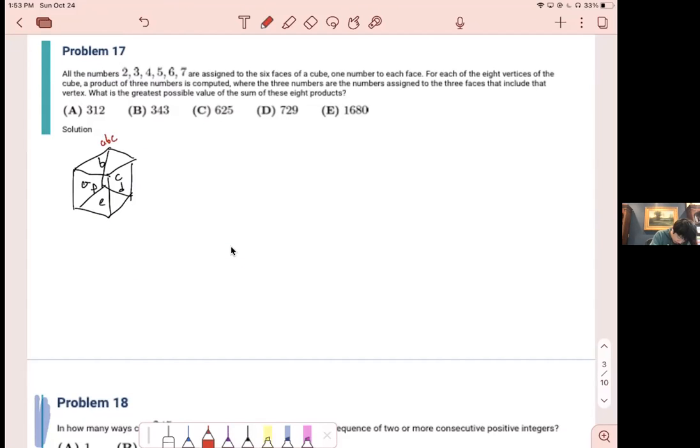That's like ABC. That's like BCD. This is like BAE. This is like BEF. This is like ECD. This is like ECF. This is EAC. And this is AEC.